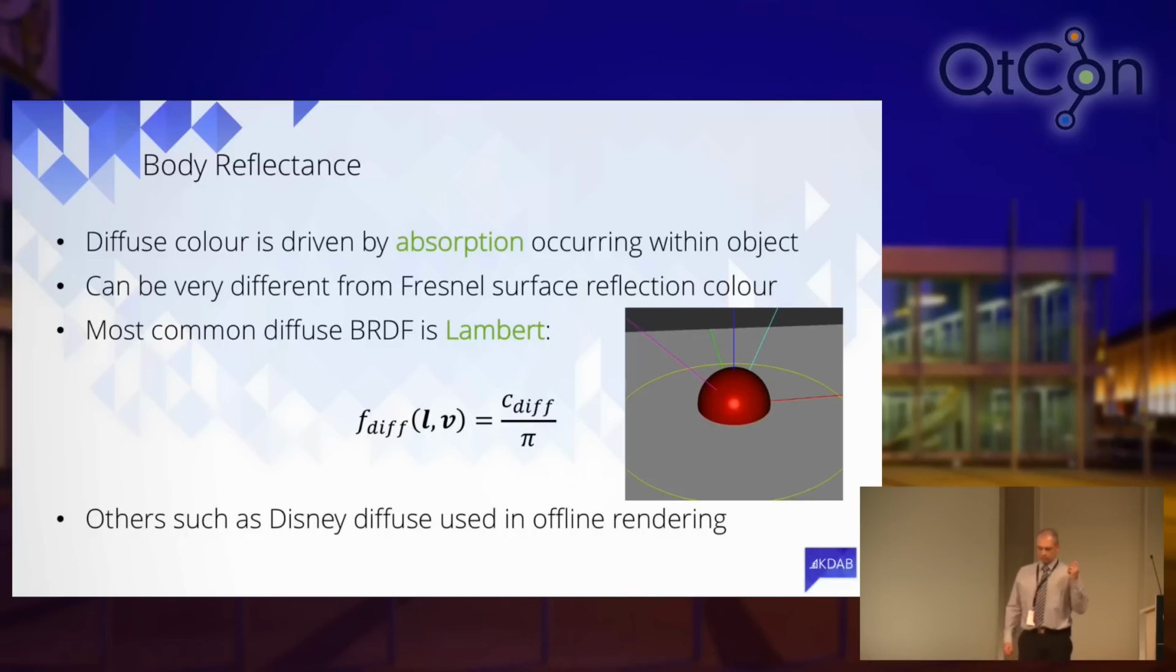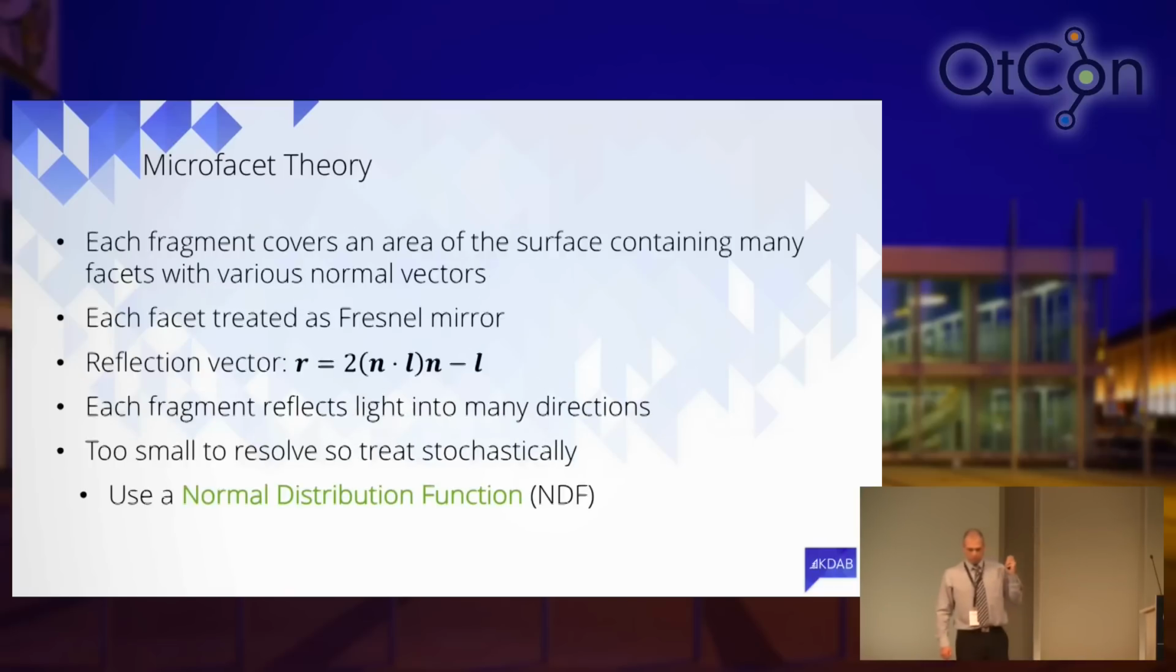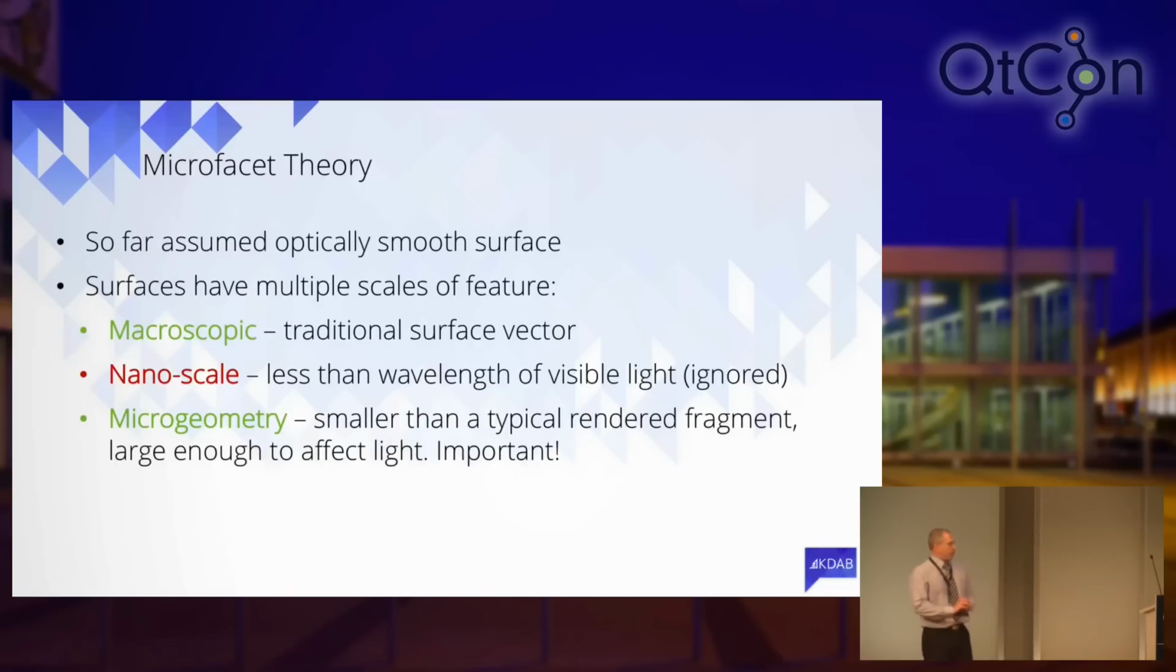So, now we get into microfacet theory. So far, we've been assuming an optically smooth surface. Now, surfaces in the real world aren't perfectly smooth. Even if you go down to the nanoscale, individual atoms cause lumps and bumps on a surface. Because they're smaller than the wavelength of visible light, we're going to completely ignore those.